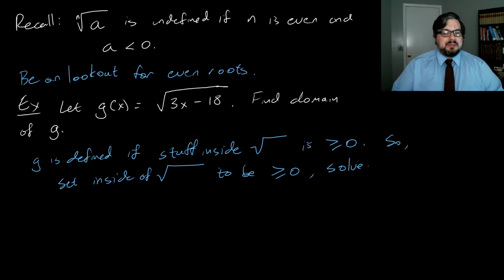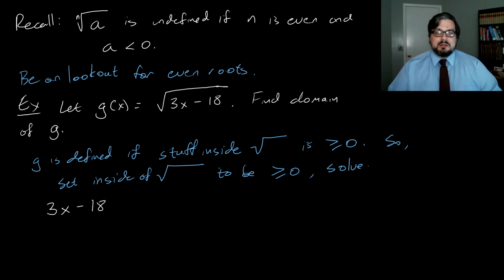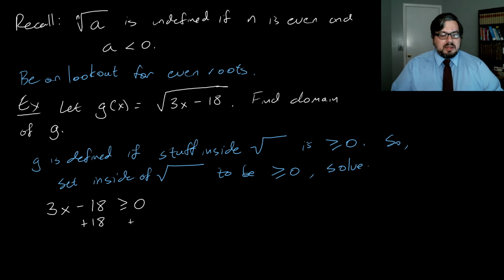So for us, what that means is that to find the x values that you could plug into g to get a number, that is its domain, we're going to take the stuff that sits inside the radical, inside the square root, 3x minus 18, and we're going to set it greater than or equal to 0. And now we're just going to solve. So we'll add 18 to both sides, get 3x is greater than or equal to 18, divide both sides by 3, and get x is greater than or equal to 6.